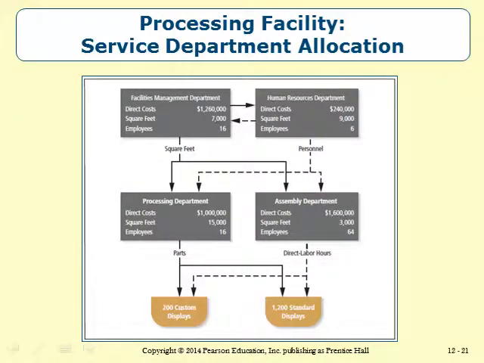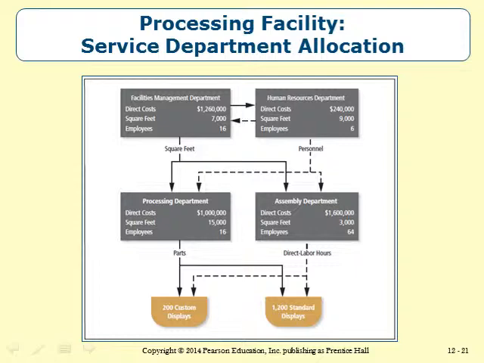And so here we see the processing facility with respect to service department allocations. We have the facilities management department, which provides facilities management, obviously, the support of the factory space or the office space that's being used. We have the direct cost of 1.2 million, square feet of 7,016 employees. So they provide support to the processing department beneath and the assembly department beneath. They also provide support to the human resources department because the human resources department uses facilities.